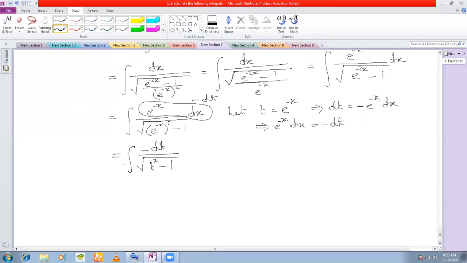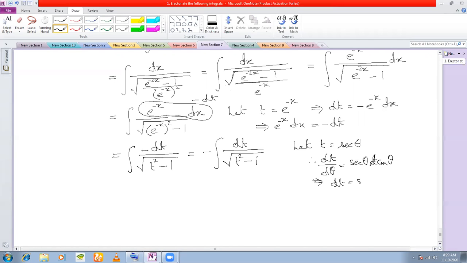Now there is a further substitution that you have to do here in order to evaluate. You can write this as minus integral dt by root t square minus 1. In fact this is under special integrals, but since special integrals have been removed from your syllabus, this is a standard integral actually, integral dx by root over of x square minus 1. But since that has been removed, we'll do it the normal way. So I'll say let t is equal to sec theta. Trigonometric substitution, because I see a t square minus 1, I know that sec square theta minus 1 is equal to tan square theta. Therefore, what will I get? dt by d theta is equal to sec theta tan theta. That means dt is sec theta tan theta d theta.